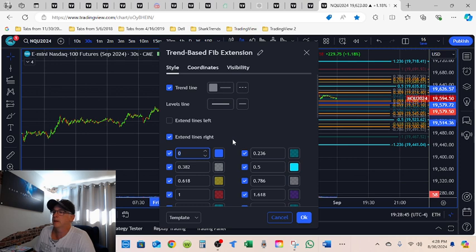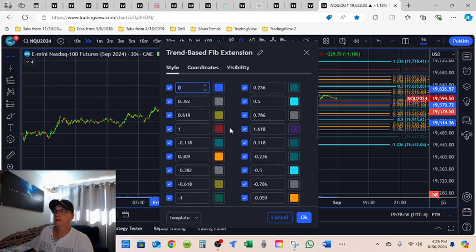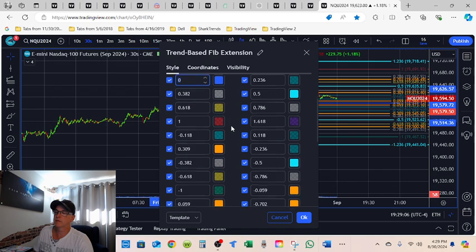But again, here are the settings for the custom trend-based fib extension that I use on a daily basis. You can pause the video or write these down however you want. You can also change these to be bigger or smaller numbers that line up with the original fib.